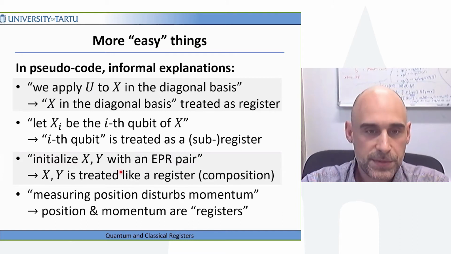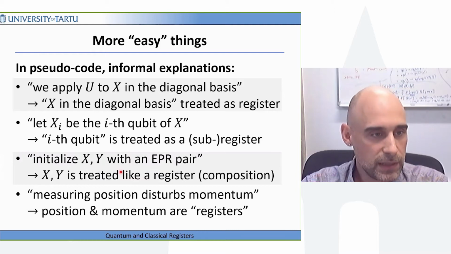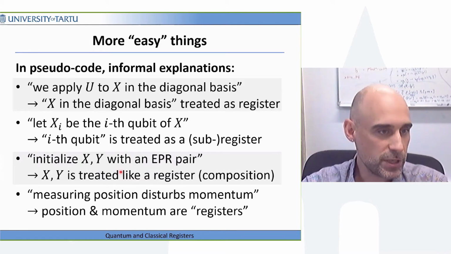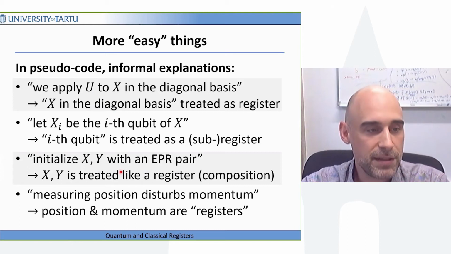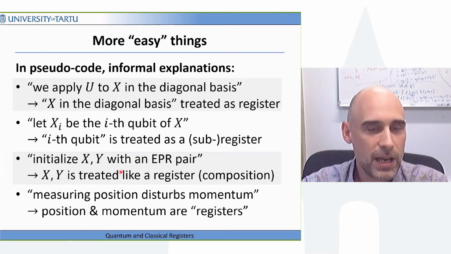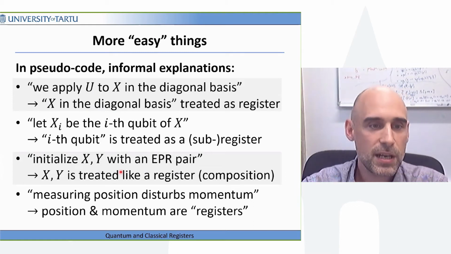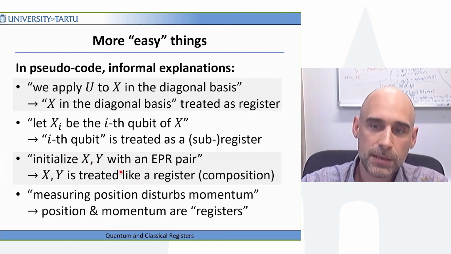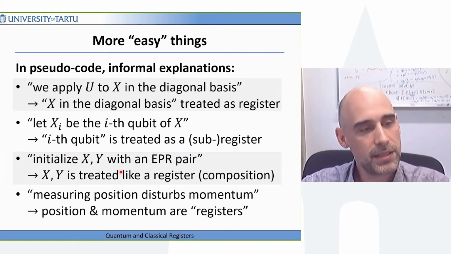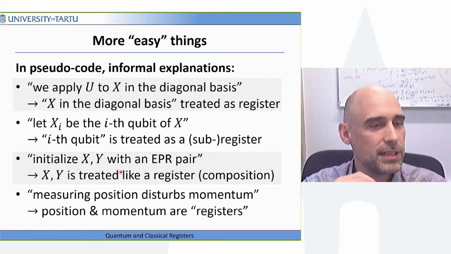There are more problems. If you read literature that somewhere uses quantum registers, and basically anything that talks about quantum information or quantum programming will in some way use quantum registers in some form or other, then you will often see in pseudo code or informal discussions sentences like the following. For example, you might have, we apply the unitary u to x in the diagonal basis.